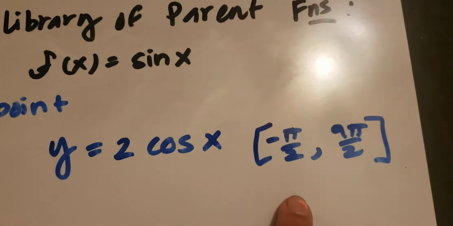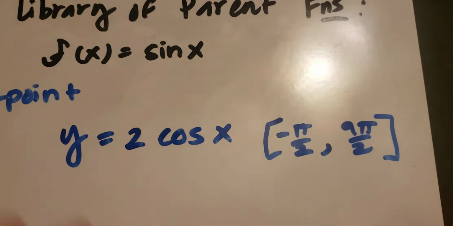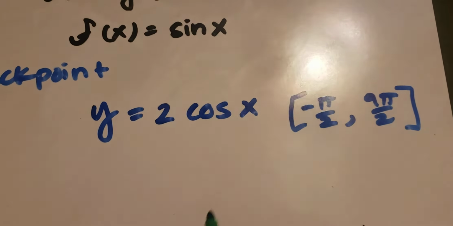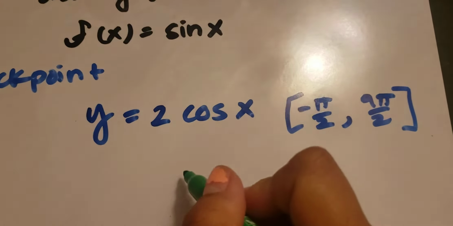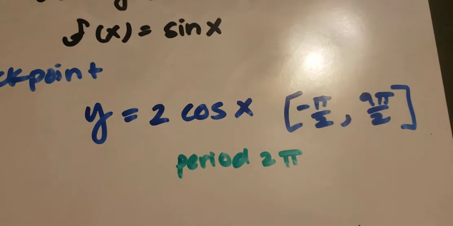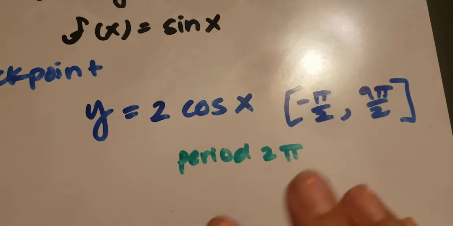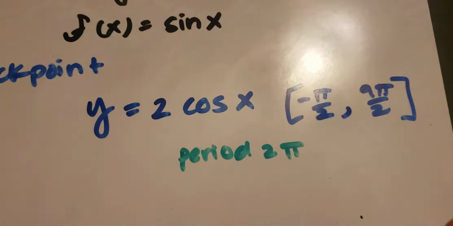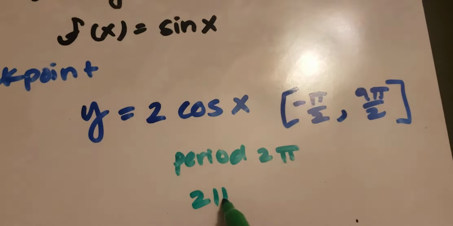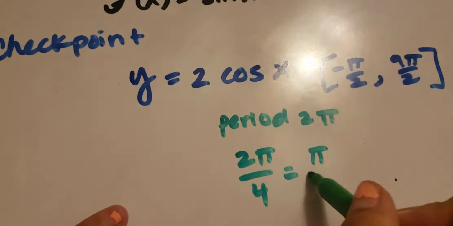Now, what the interval tells us is we're going to start at negative pi over 2 all the way to 9 pi over 2. It's kind of like our window, okay? Now, this probably doesn't make sense right now, but it will in a few minutes, okay, when I teach you about periods. So your period is still 2 pi, okay? Now, to get all the points in between negative pi over 2 and 9 pi over 2, what we're going to call our key points, we're going to take 2 pi and divide it by 4, okay, which basically gives you pi over 2.